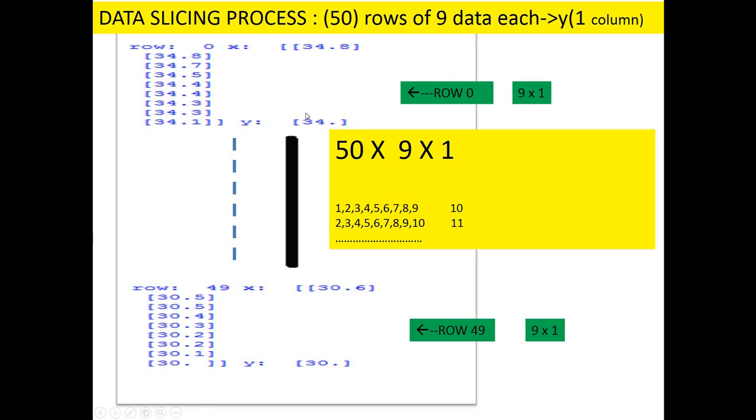There will be prediction. So it makes a table like this. This is called data slicing process. There will be 50 rows and 9 data in each row, and finally there will be one Y. So you are basically formulating into 50 multiplied by 9, that is the initial rows, then the output is 1, and that is the feature output.